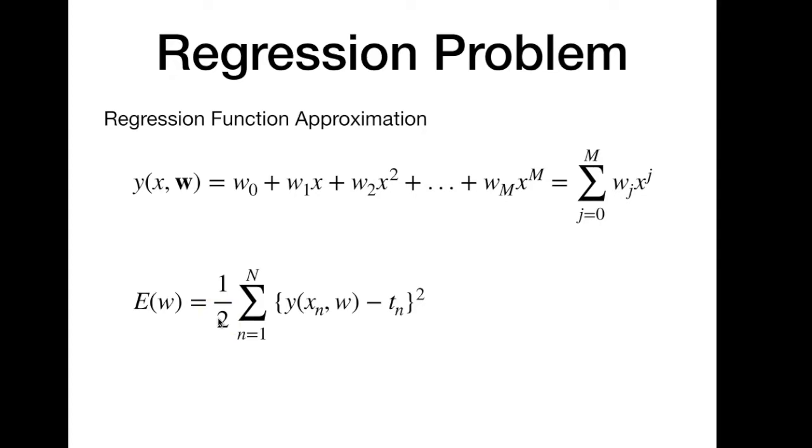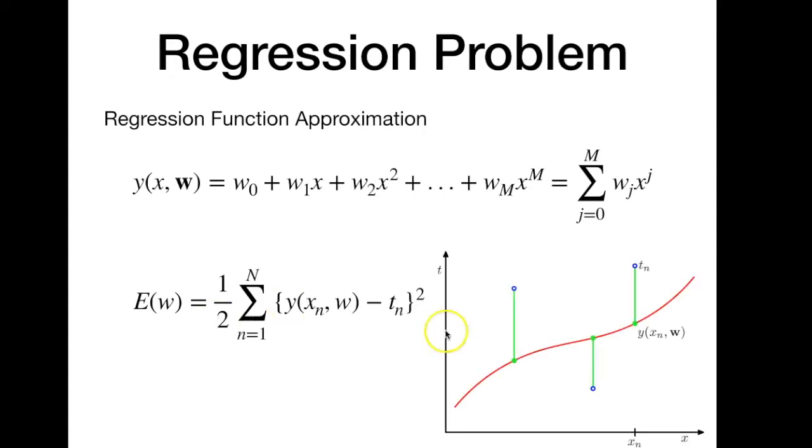Visually, this error function is represented as in this figure. So you have a polynomial curve which is shown in red here. You have the original data point Tn, and for nth output you have the estimated output y at xn as a function of weights of the polynomial. You compute the error between Tn and the estimated output. You square this error, and then you add the squared error for each data point, and multiply it by half to get the error function.